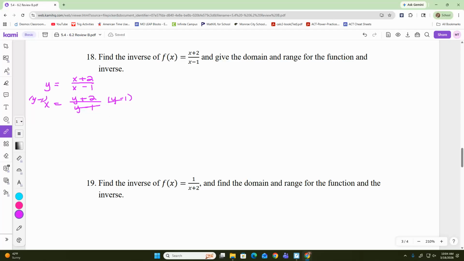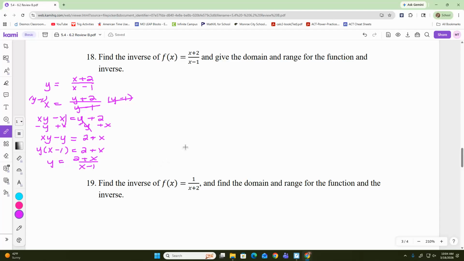So those cancel. This gives me xy minus x equals y plus 2. Then what do we do? Subtract the y and add the x. We want all the terms with y on one side and all the terms without on the other. So xy minus y equals 2 plus x. Both of these have a y in them, so what do we do? So then to get y by itself, we just divide. So we have 2 plus x over x minus 1.